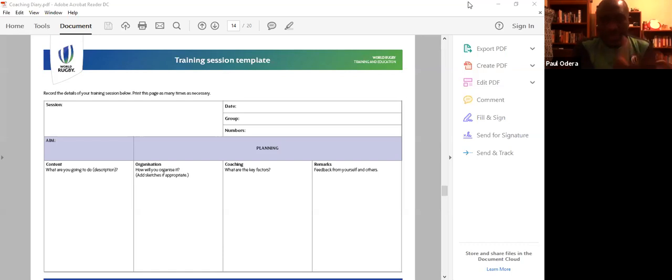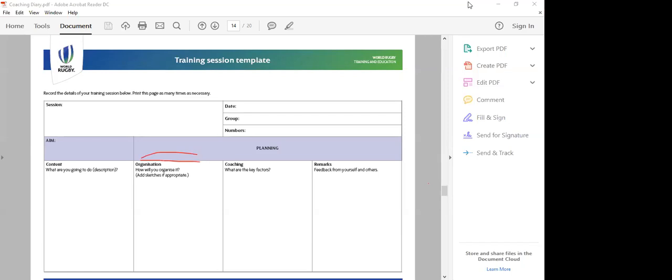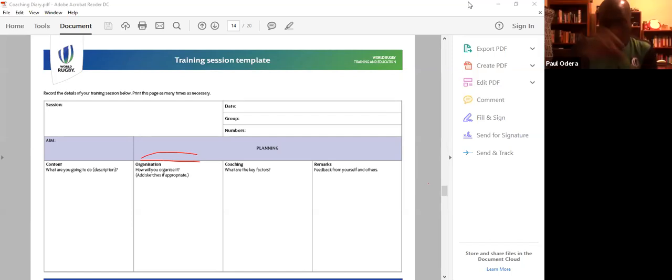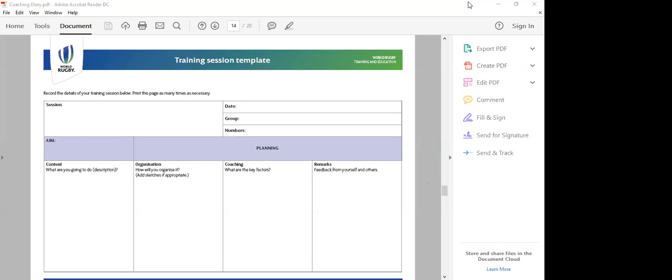So between your content, your organization, your coaching, and then your feedback. Because remember, the loop is plan, do, and then review. And in the review, it informs your planning again for the next session. True. Okay, Simon.